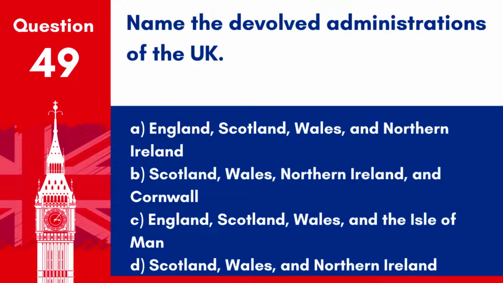Question 49. Name the devolved administrations of the UK. A. England, Scotland, Wales, and Northern Ireland. B. Scotland, Wales, Northern Ireland, and Cornwall. C. England, Scotland, Wales, and the Isle of Man. D. Scotland, Wales, and Northern Ireland.